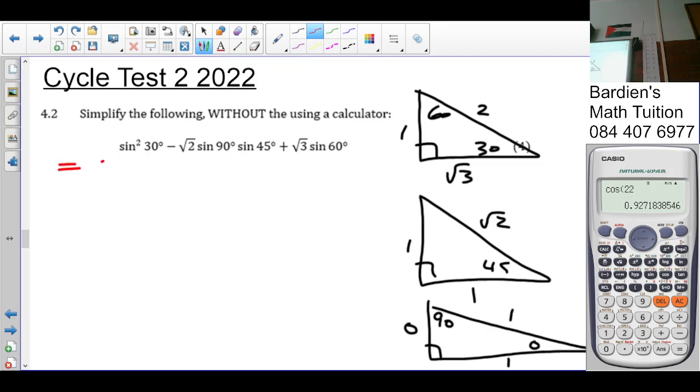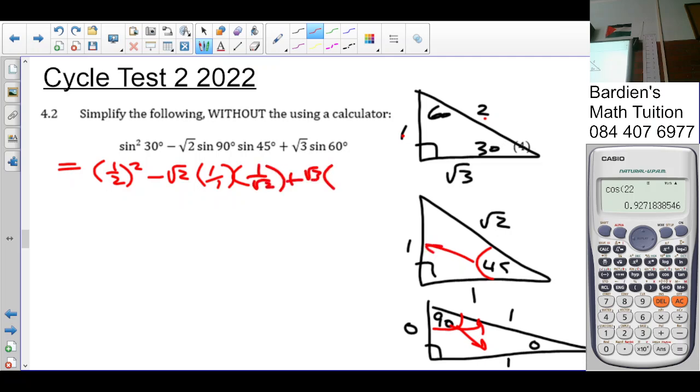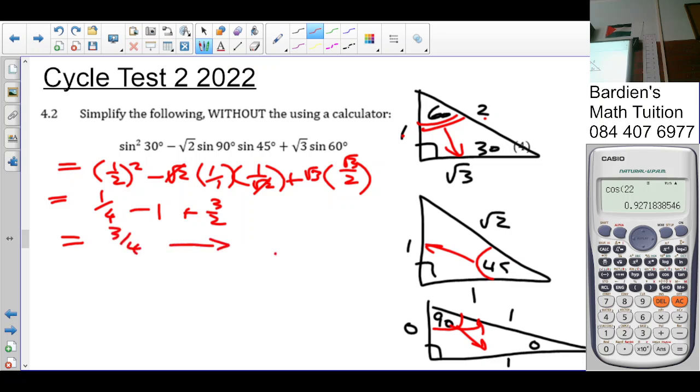People, we go sine. Sine is opposite over hypotenuse. So sine of 30 is 1 over 2, squared minus root 2. Sine of 90 is 1 over 1. Sine of 45 is 1 over root 2, plus root 3. Sine of 60 is opposite over hypotenuse, root 3 over 2. Which gives you a quarter. That cancels. 1 plus 3 over root 3 times root 3 is 3 over 2. So that is going to be a half. A half plus a quarter is 3 over 4. The easy one.